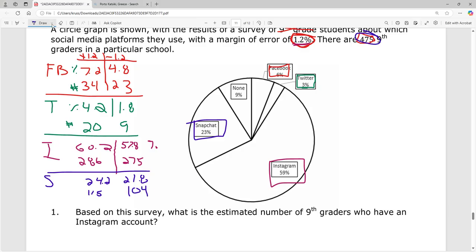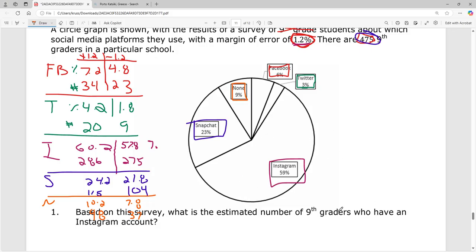And then finally, the smart ones that don't have a social media account, right, is none. The numbers are going to be 7.8% on the low end and 10.2% on the high end. So 0.102 times 475 is 48.45. We'll round that down to 48. And then 0.078 times 475 is 37.05. We'll round that down to 37. All right, so between 48 and 37. Okay, so there's some good data.